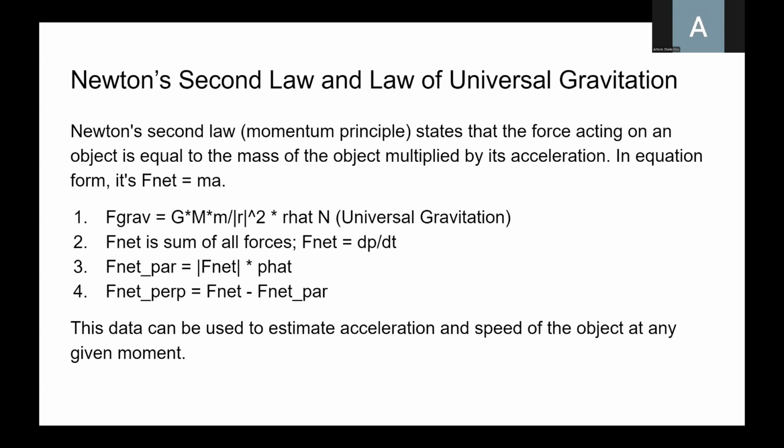F net parallel is the magnitude of the net force times the direction of the momentum, and the perpendicular is just F net minus F net parallel. So this data can be used to estimate acceleration and speed of the object.